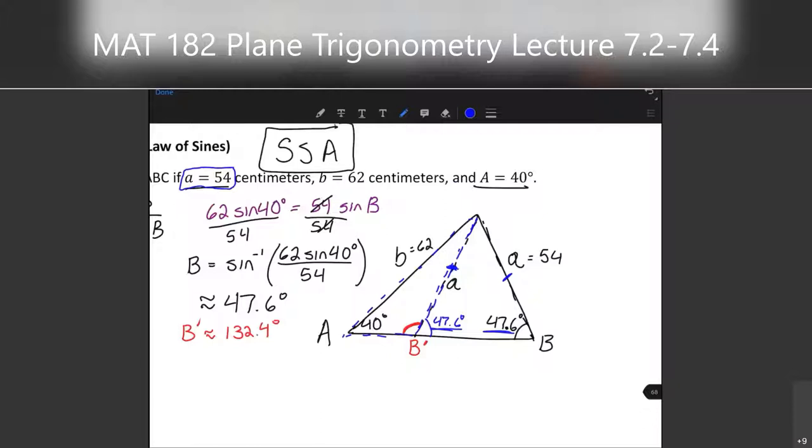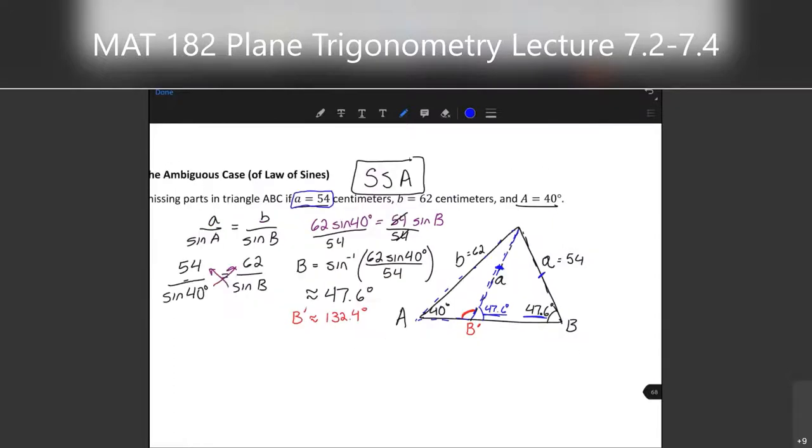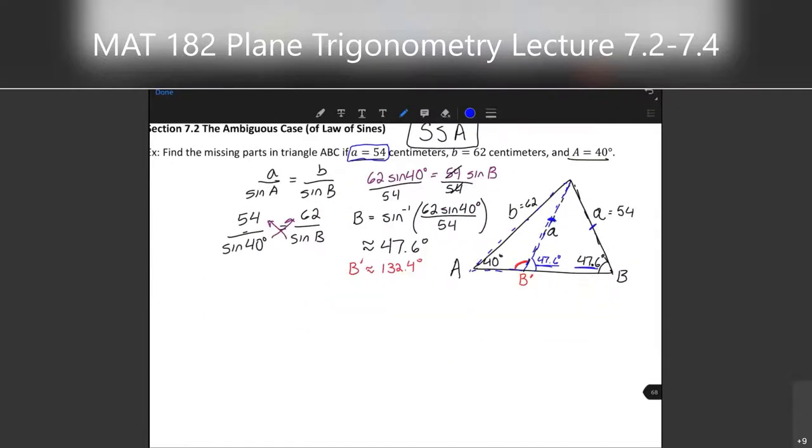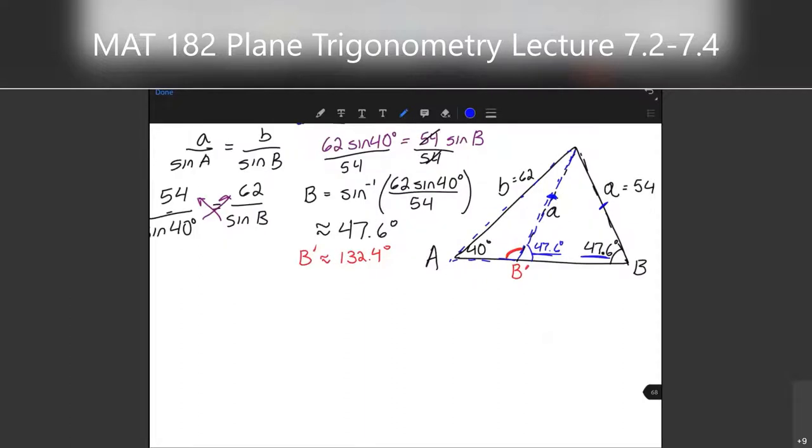Okay, so there's a couple more things that we're going to want to find here. So let's write out the information that we have so far in two sections. We found that angle B prime by just taking the supplement. So B prime is equal to 180 minus 47.6. We found the supplement because there's a straight angle formed on the bottom of the triangle there.